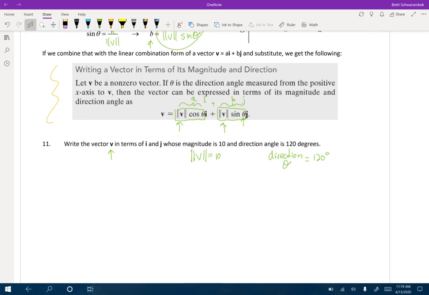So what does that look like? I'm going to write out the formula again since it's all marked up. So the formula is, for the vector, magnitude of v times the cosine of the direction angle times i, plus the magnitude of v times the sine of the direction angle times j. So we have 10 for the vector magnitude. We have cosine of 120 times i. Then we have 10 times the sine of 120 times j. No theta here, by the way.